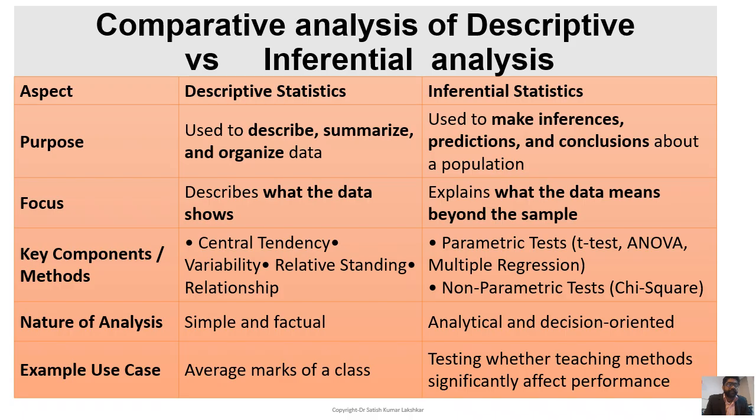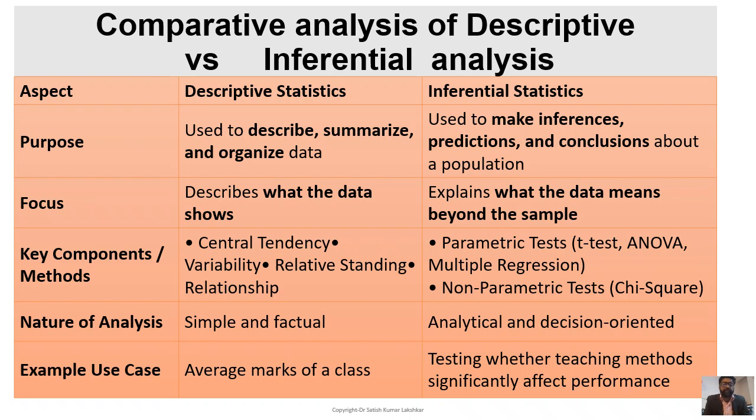If we talk about an example, we can consider the average marks of a class. We discussed this example earlier. So the average marks of a class is an example of descriptive statistics. And an example of inferential statistics would be testing whether teaching methods significantly affect the performance of the students or not.